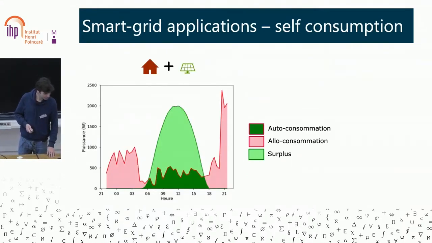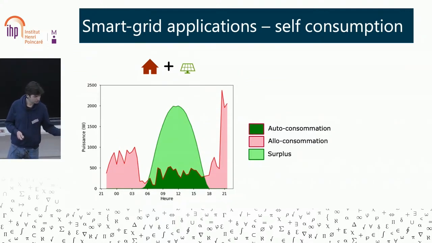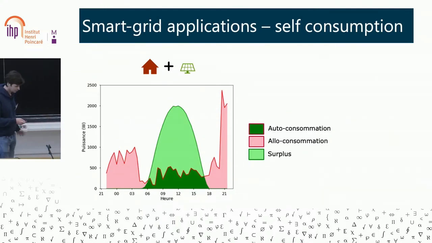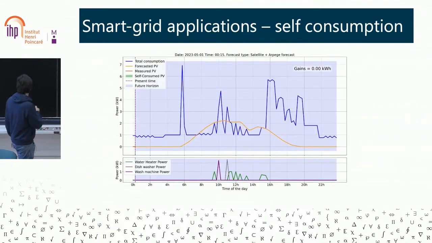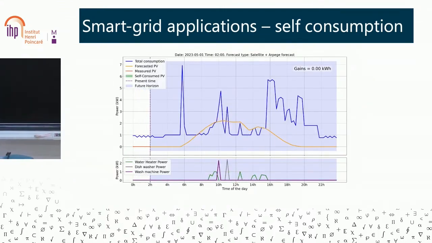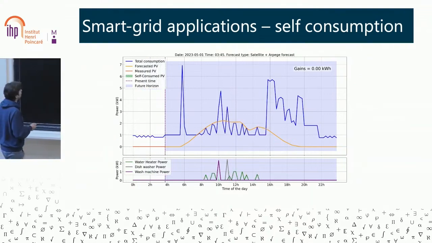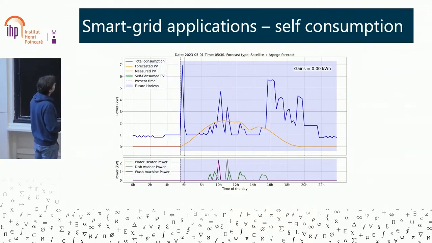Another application which does not really exist yet now is self-consumption for houses. Self-consumption is quite easy to understand. The pink is the consumption of the house. The green is the production of a PV panel.